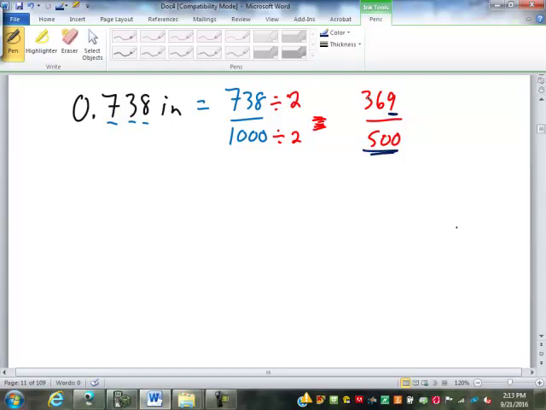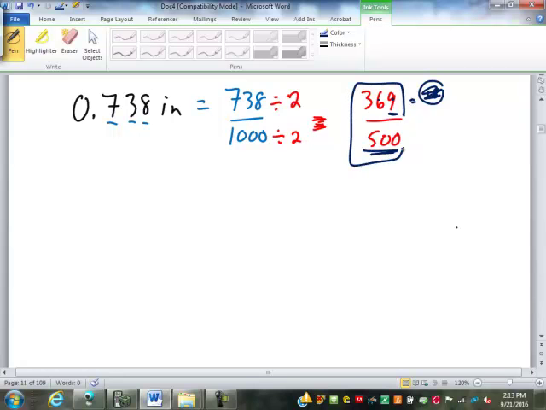If we add up digits, 3 plus 6 is 9, plus 9 is 18. So it'd be divisible by 3, and actually by 9 as well, but 3 is the important one. So that cannot be reduced.